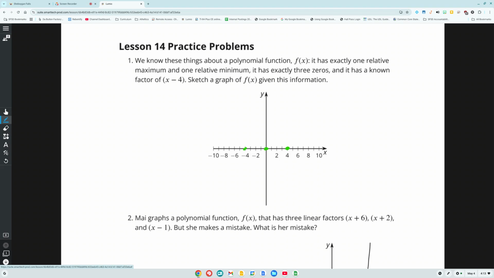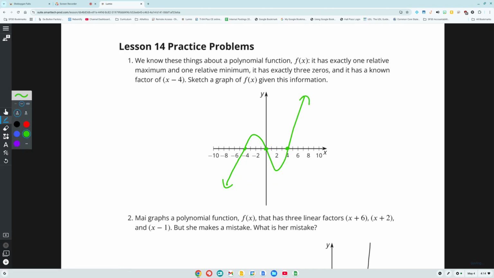And we also know that's about it. It has a maximum and a minimum. It has 3 zeros, and one of those zeros is at 4. It says sketch a graph of f of x given this information. Well, I have really two possibilities because I don't know what the end behavior is. This graph could look something like this, or it could look something like this.